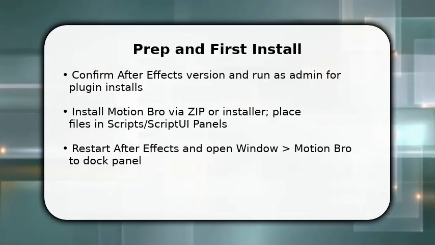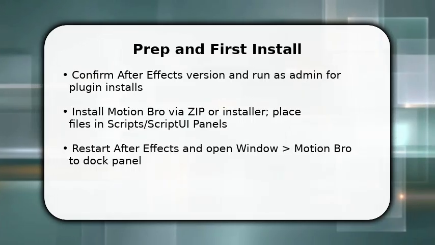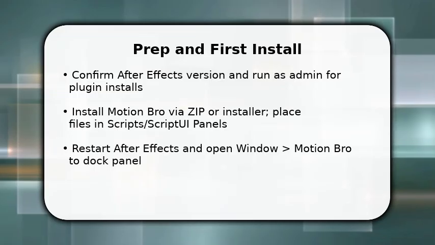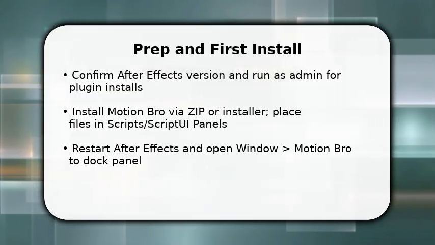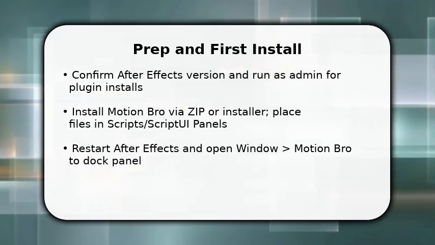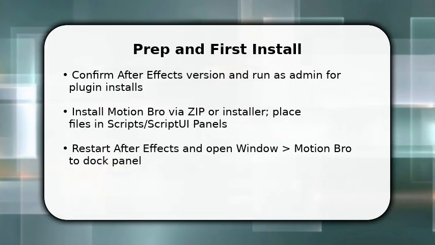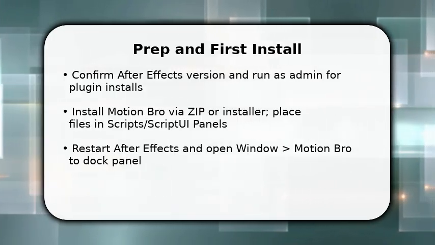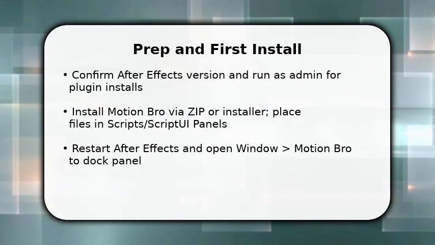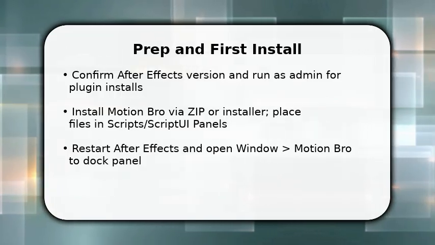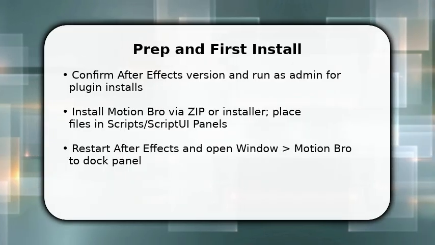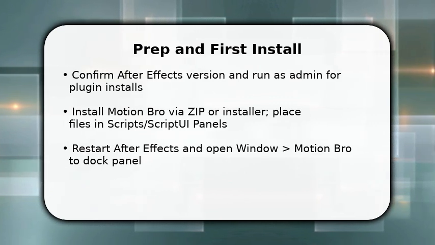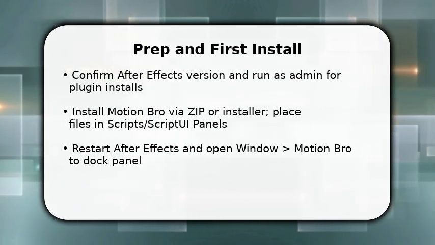You start by confirming your After Effects version and running it with appropriate permissions. This avoids install errors. Once done, install Motion Bro either with the provided installer or by unzipping into script/script UI panels and copying the panel files. You need to restart After Effects so the panel appears. After restart, open Window, then Motion Bro to dock it. This first step ensures the extension is recognized and ready, and it prevents missing file errors when you import templates.